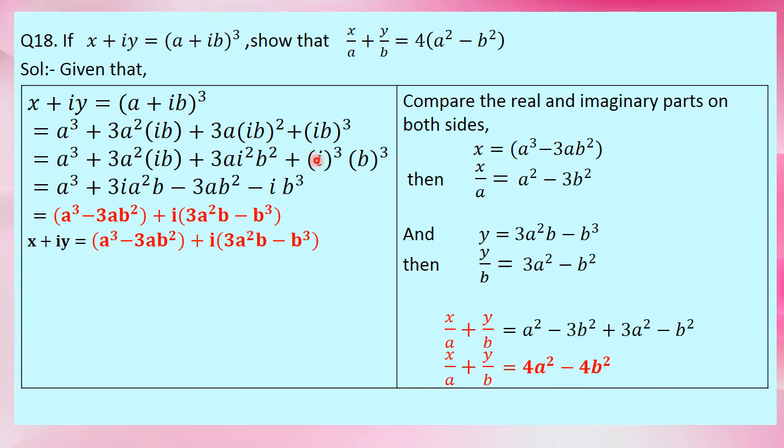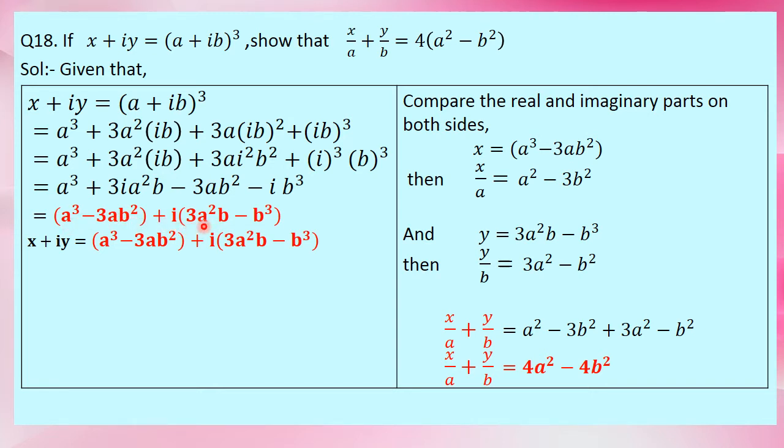Now a cube plus 3i into a square b, minus, i square is minus 1. So we can write this term as minus 3ab square. Minus i cube, i cube is minus i, so the last term is minus i into b cube. That is a cube minus 3ab square. We have collected the terms without i together and the terms containing i together. That is, first term a cube minus 3ab square plus i into (3a square b minus b cube).